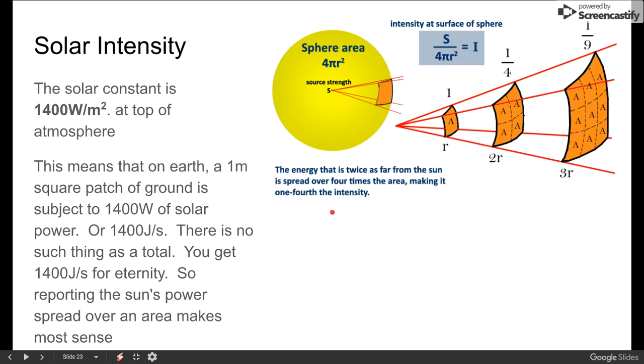Talking about the total energy of the sun means nothing. The sun is delivering 1,400 joules per second on this patch of ground every second for eternity. So you need to talk about power times time to get your energy. That was not needed in the other physics where the height of an object is mgh. You get a total energy by lifting something because you lift it from one state to another. It's not a continuous change.